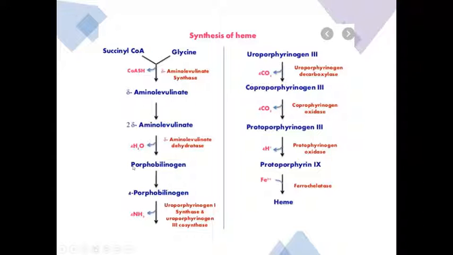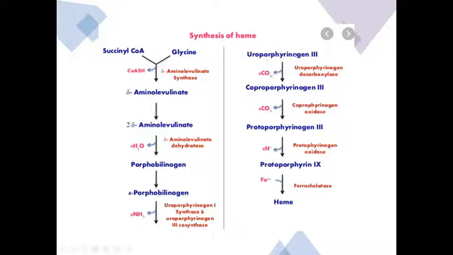So this porphobilinogen is again converted, four porphobilinogen molecules combine, and four molecules of ammonia are liberated. The enzymes uroporphyrinogen 1 synthase and uroporphyrinogen 3 cosynthase convert it into a new compound called uroporphyrinogen 3. So here four molecules of carbon dioxide are liberated.